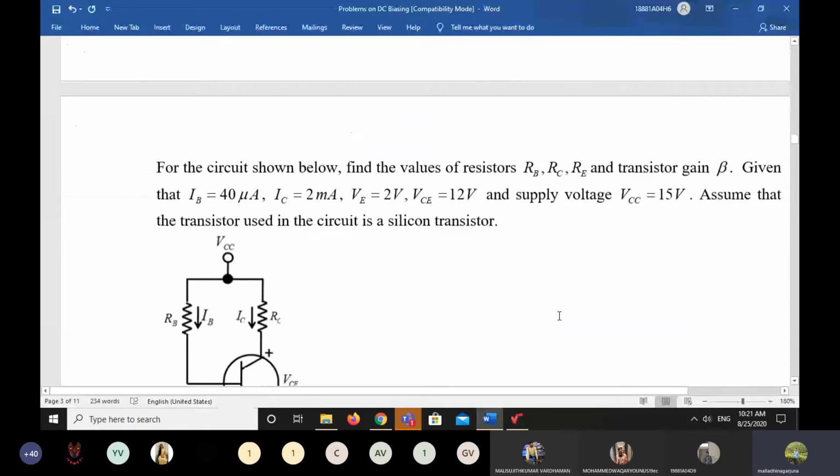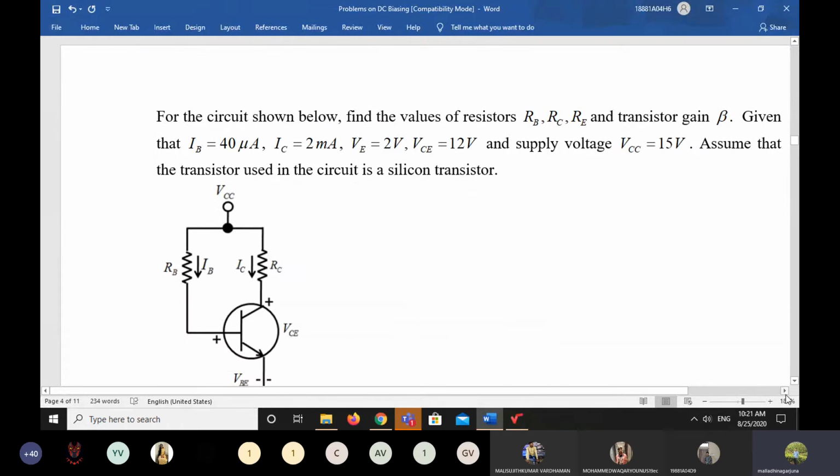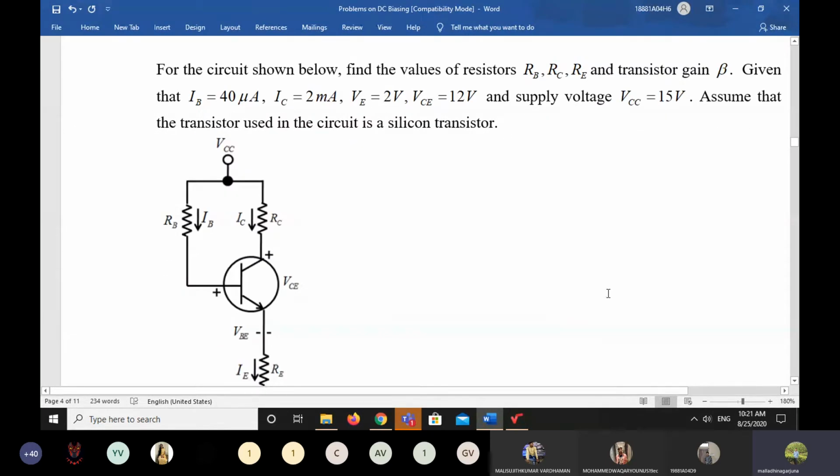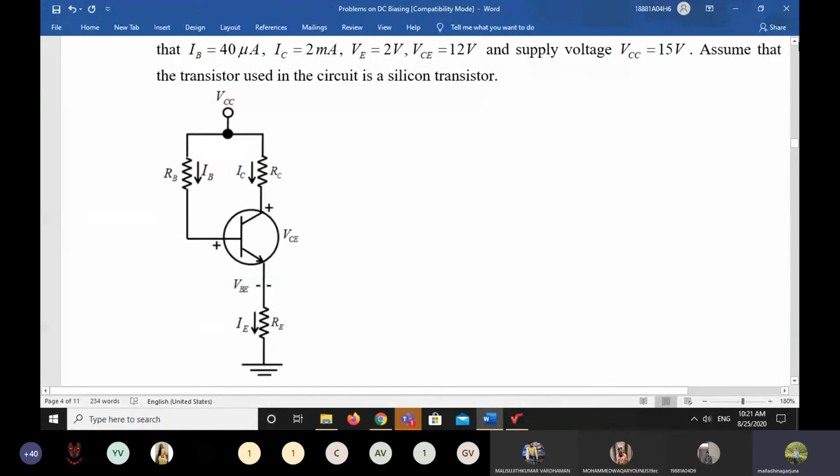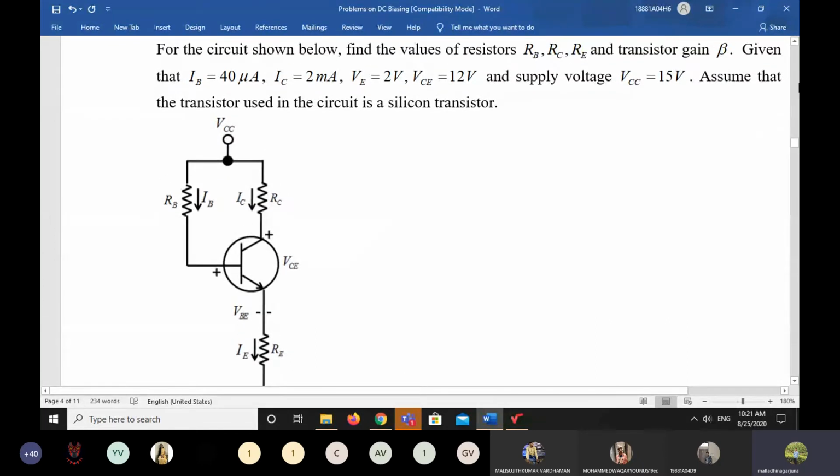So next, this is the next problem. Okay, so this is the same again as the previous problem, where we have the emitter resistor here. But the only thing is, in the previous problem we calculated the operating point with all the resistor values, RB value, RC value, RE value. But in this problem, we need to calculate the RB, RC, RE resistor values. For that we have the operating point.